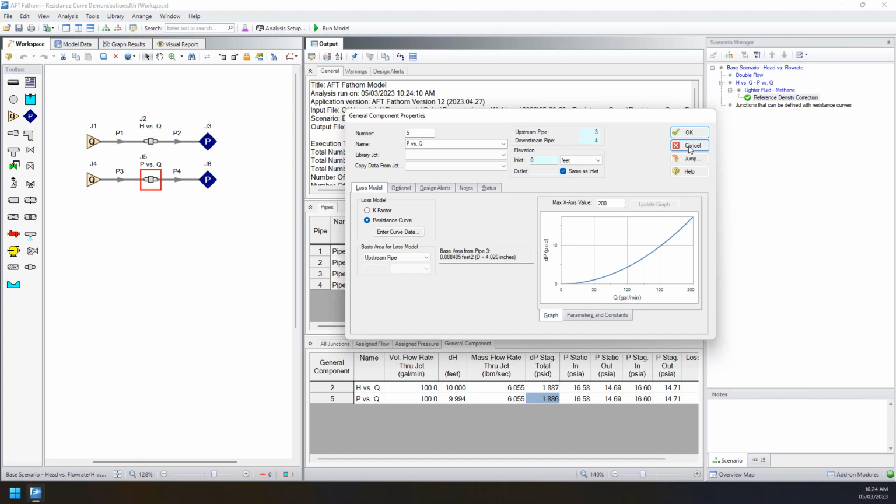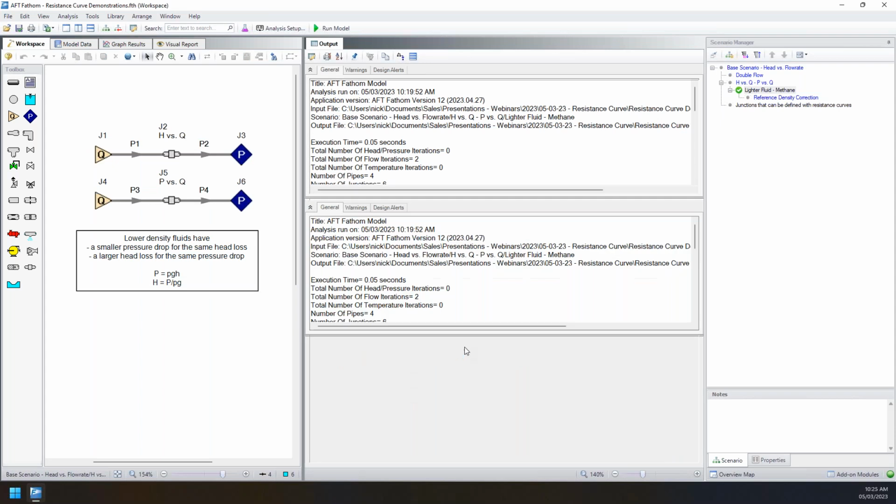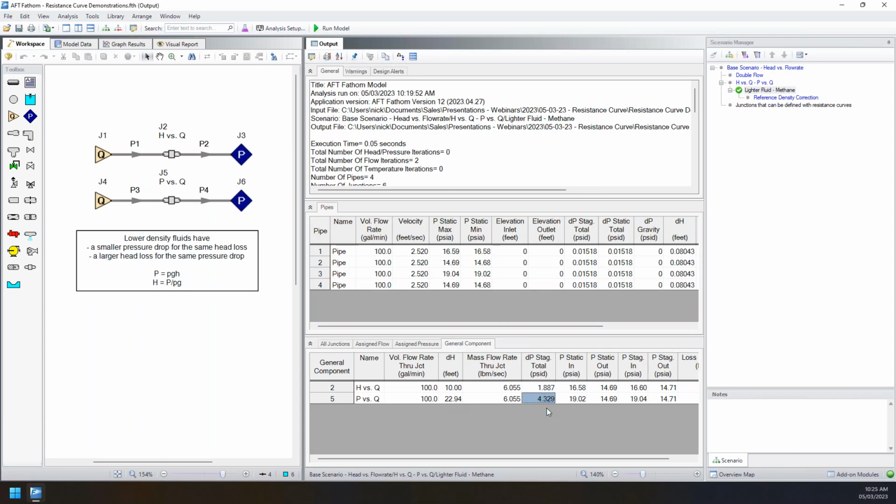So reference density, again, is really only important if the data that you have for a component is for a fluid different from the system that you put that component into. And we can see how those results changed. Again, the pressure loss can be the same, but depending on the density, you may see a much higher head loss or a much lower head loss, depending on the relative density of your test fluid and of your fluid in your actual system.